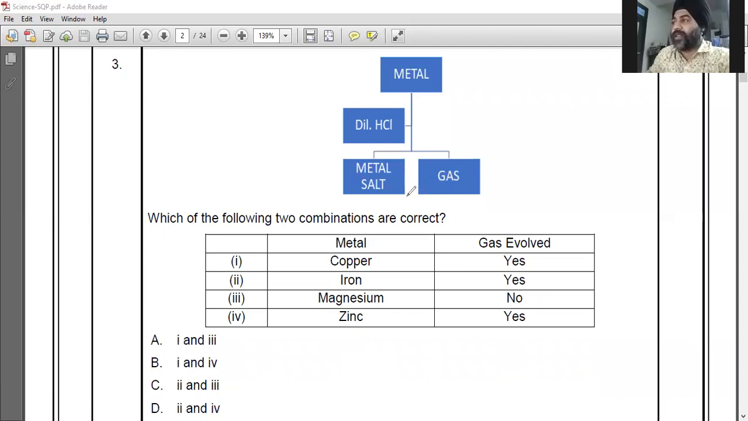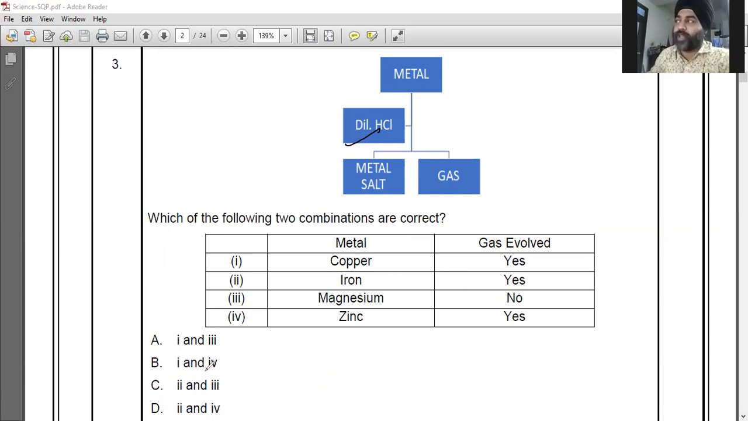that all metals are not equally reactive with acid. So a table is given, and in the first column, the name of the metal is given, and it is written whether the gas will be evolved or not. Like in the case of copper, it is written yes, iron yes, magnesium no, and zinc yes. And then we have to tell which combination is correct.